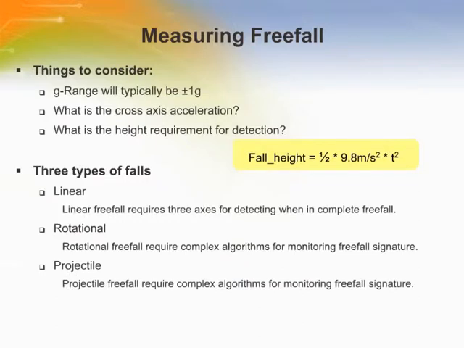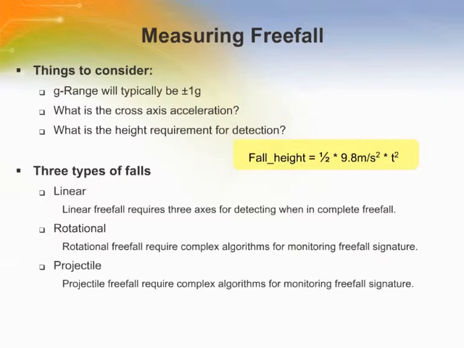Let's take a closer look at the sensing functions that are achievable through using accelerometers. Let's start with the things to consider when measuring freefall. The range will typically be plus or minus 1G. What is the cross-axis acceleration? Is it in freefall and being moved, or is it just in freefall? And also, what is the height requirement for detection? Some people will require a height of 1 meter, while others will require a height of a couple inches.